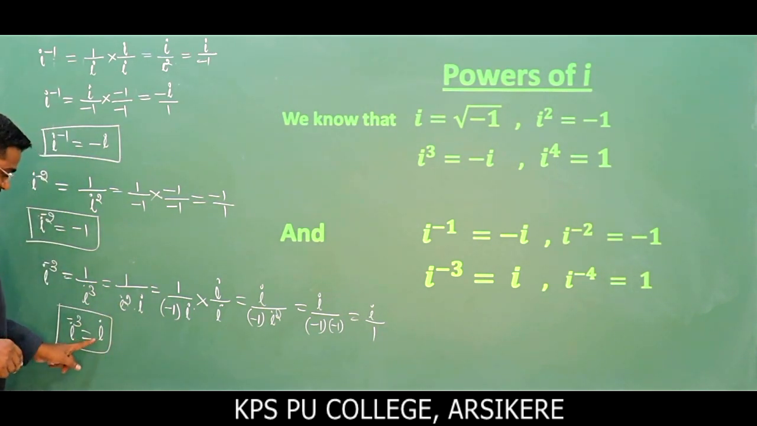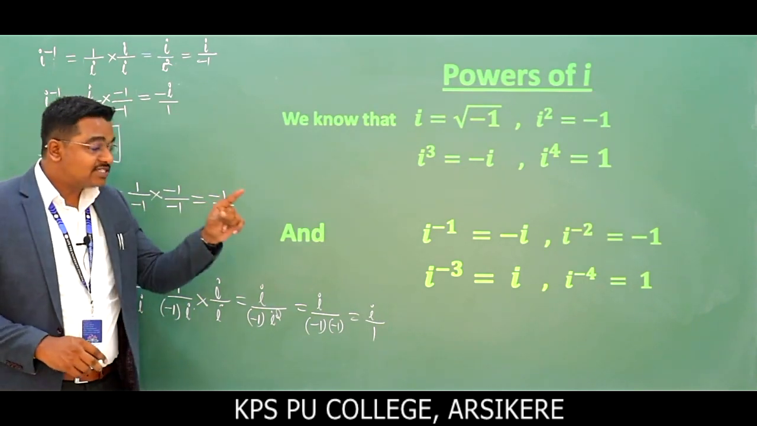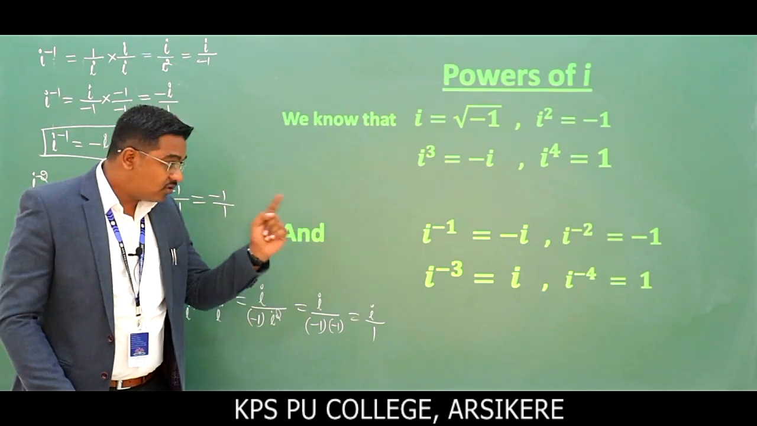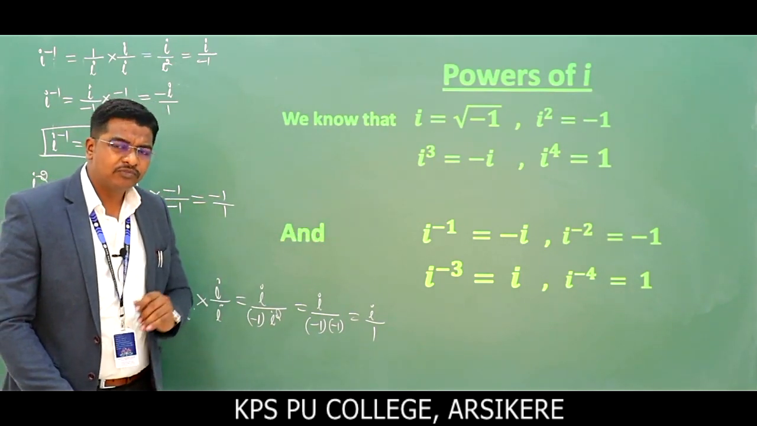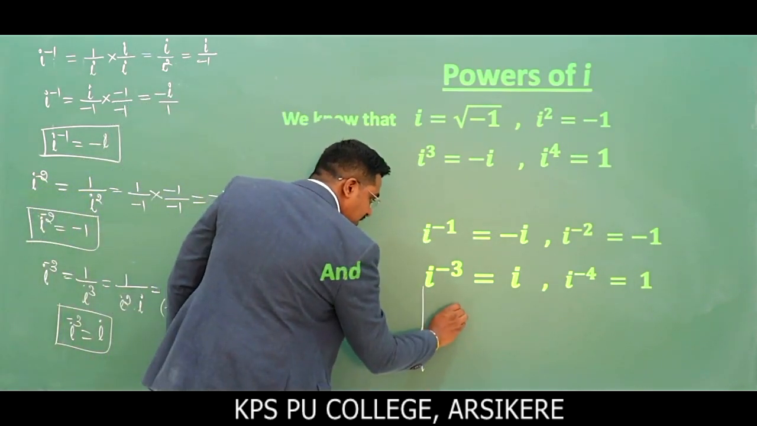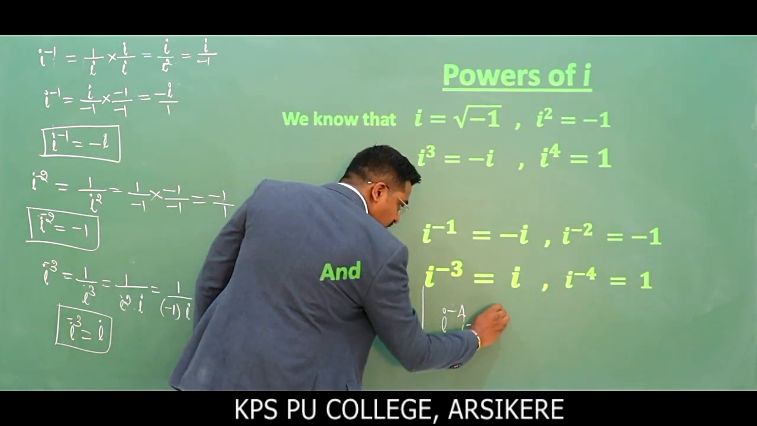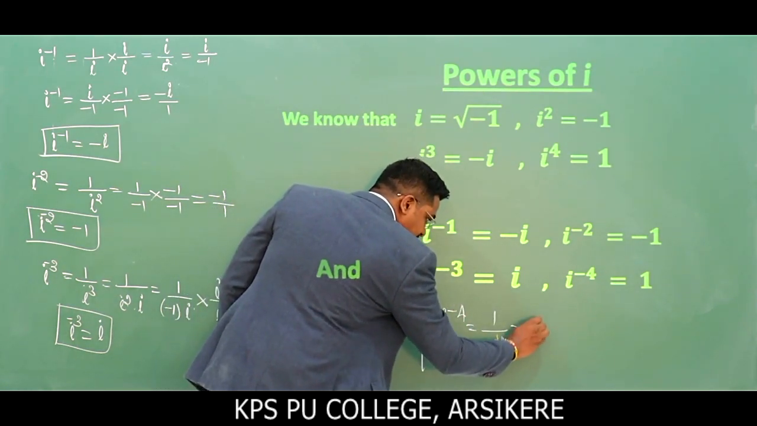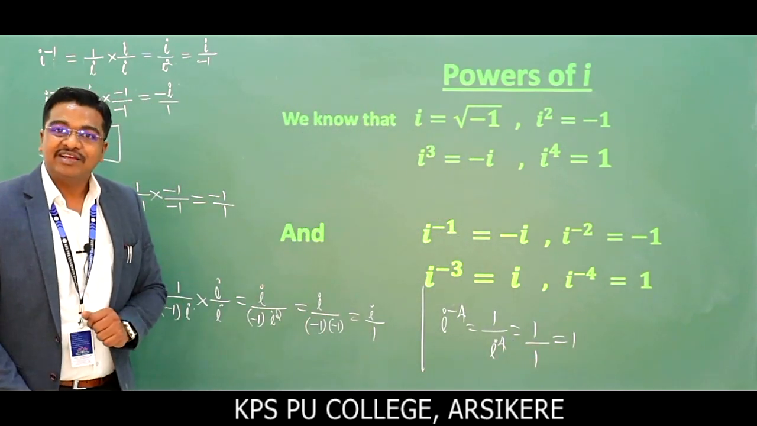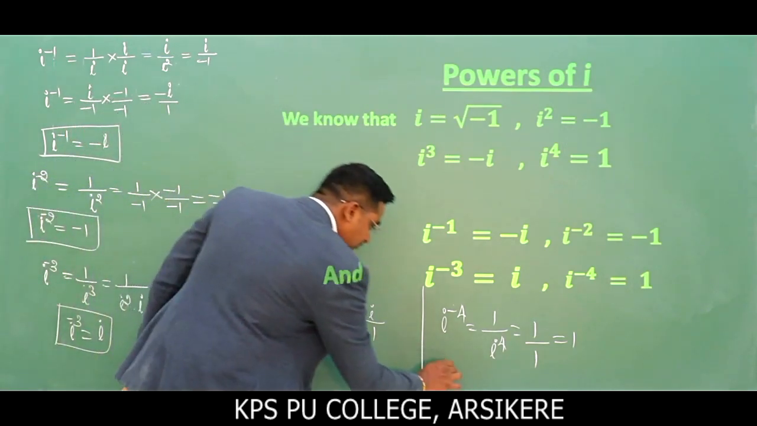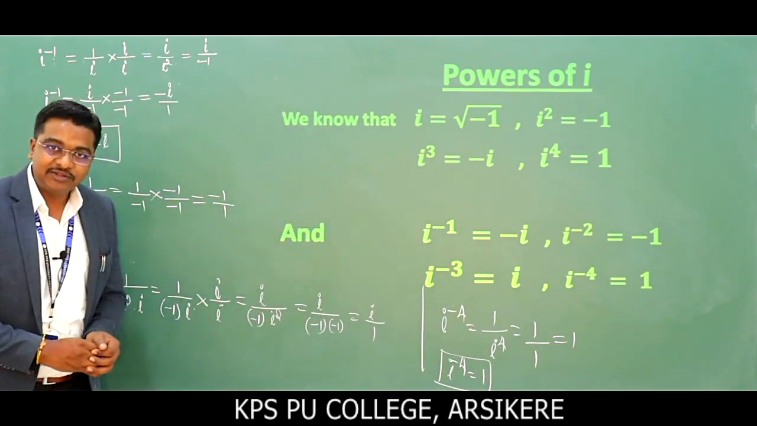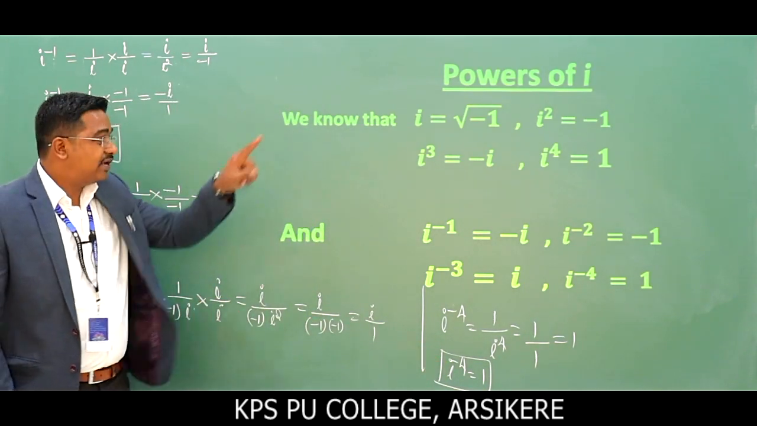I power minus 3 is equal to I, repeat again. I power minus 1 is equal to minus I, I power minus 2 is equal to minus 1, I power minus 3 is equal to I, and I power minus 4, how can we write it? 1 divided by I power 4. This can be written as I power minus 4 is equal to 1 divided by I power 4. This is nothing but 1 divided by 1. So in total we are left with 1. This is how I power minus 4 is 1. Therefore I power minus 4 is equal to 1. Do you understand, children? Take a pause and note all the things I have written here.